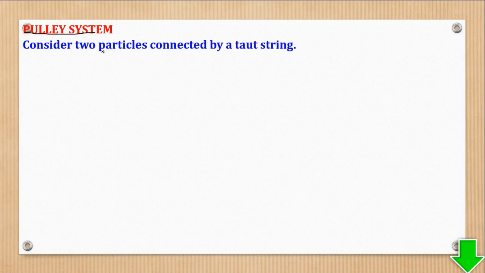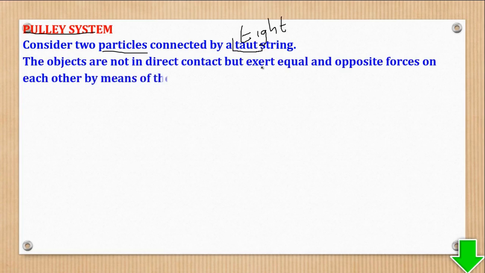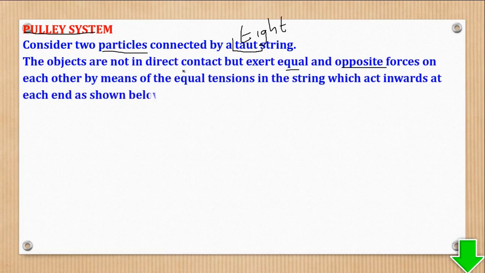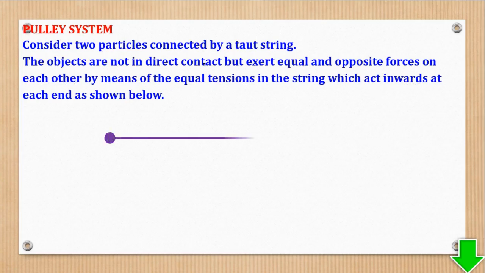So now shall go to another part called Pulley systems. And here we shall consider two particles connected by a taut string. So this is a word used to mean tight. So the objects are not directly in contact but exert equal and opposite forces on each other by means of the equal tensions. Note this word, tensions have to be equal in the string which act inwards at each end as shown below. So shall say that there is one particle, there's a second particle connected by the string.